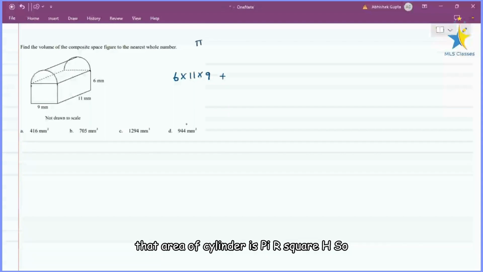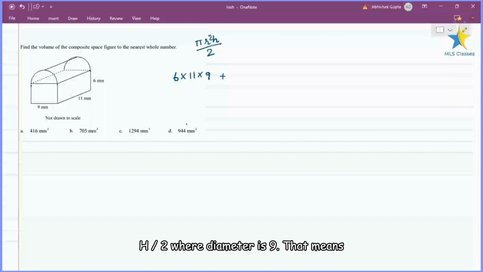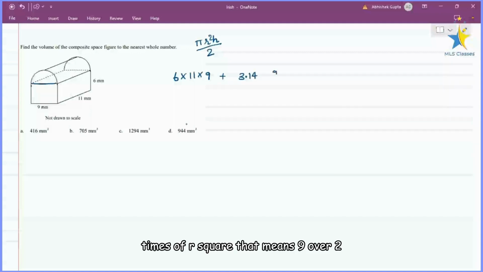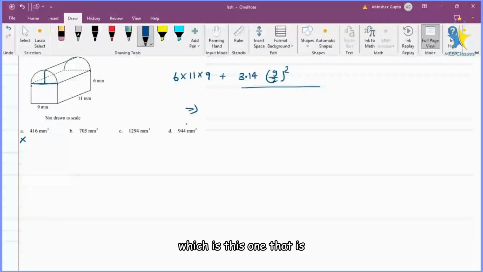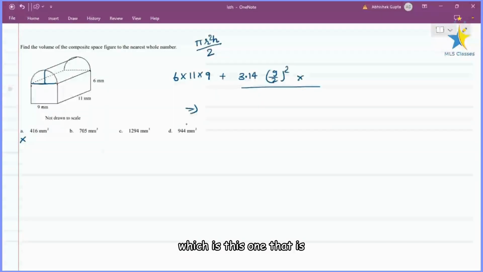We know that the volume of a cylinder is pi r squared h. So the volume of a semi-cylinder will be pi r squared h over 2, where the diameter is 9. That means this is the diameter, which is opposite of 9. But we need the radius. So we can say pi, that is 3.14, times r squared, that means 9 over 2 squared, times the height, which is this one, that is 11, divided by 2.